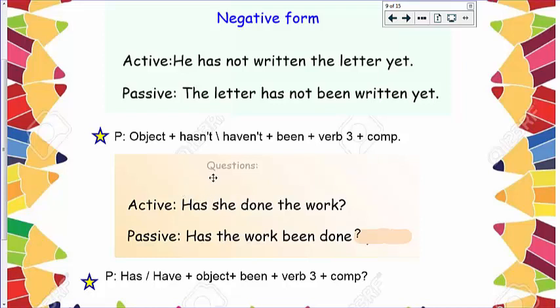Any question? We use has or have as a question article. Has she done the work? Has the work been done? Here I'm not talking about her, I'm talking about the work. So we have has or have, object, been, verb 3, and the complement. Please, you can bring your grammar notebook and write the rules in your copybook. Okay?